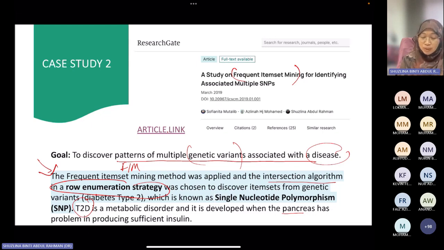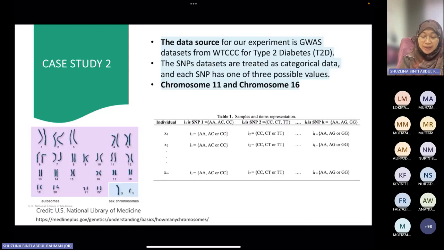This strategy was chosen to discover the item sets from genetic variants of type 2 diabetes, known as single nucleotide polymorphism. What are the findings? Or before the findings, a little bit on the data source. The data source was gathered from WTCCC. It's a GWAS data set of type 2 diabetes, where we treat the SNP as categorical data, where each SNP has one of three possible values.